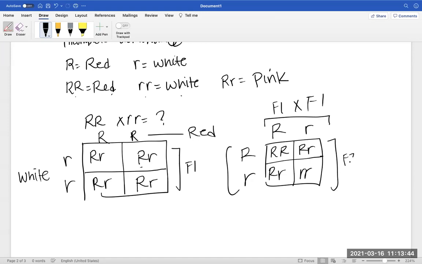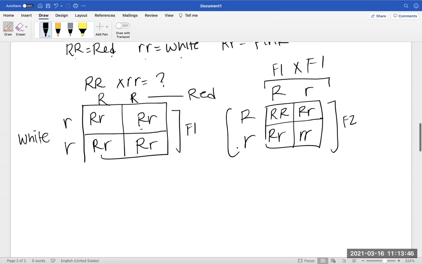Now I want you guys to give me the genotypes and the phenotypes for this Punnett square. This is your F2. So the genotype and the phenotype. What is the genotype here? And what is the phenotype?